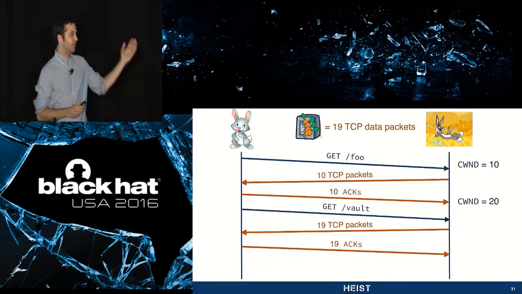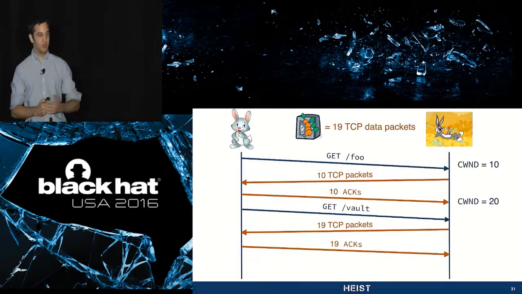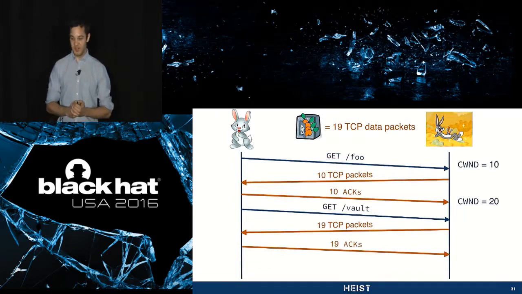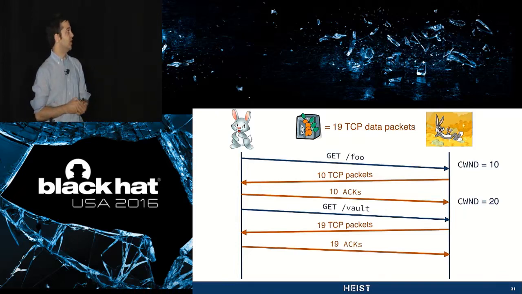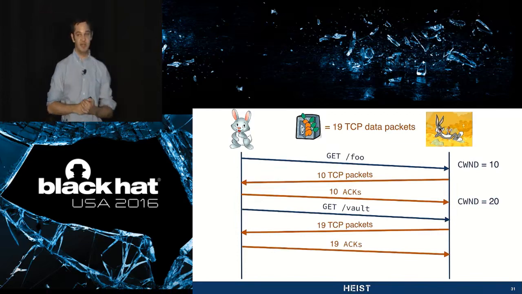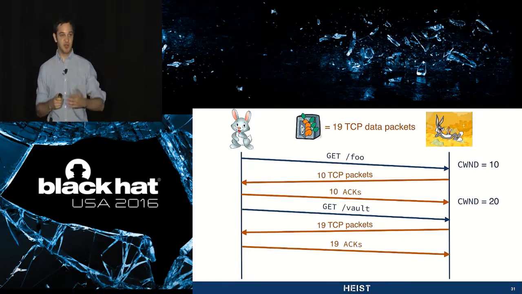Let's say we again have Mr. Sniffles here, who has loaded some malicious JavaScript, and the attacker can now make requests under his name. So here we again want to recover the content of the vault, and more specifically the size of the vault. So in this example it's 19 TCP packets. And the first thing that we're going to do is we're going to increase the congestion window, so the TCP window at the server side.